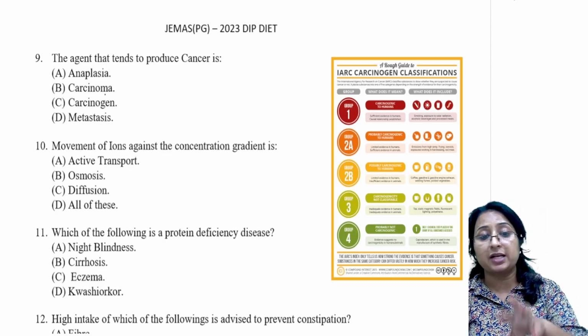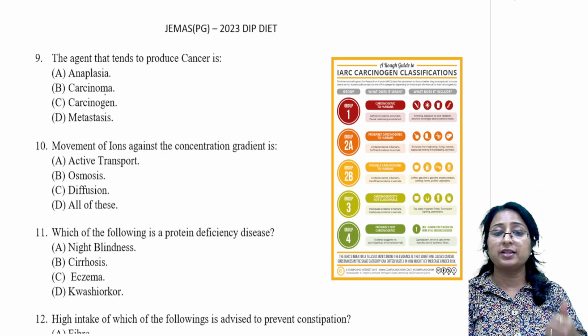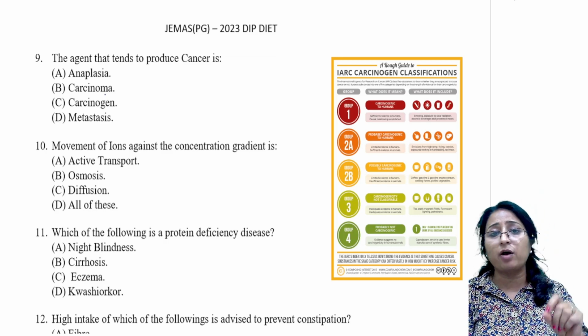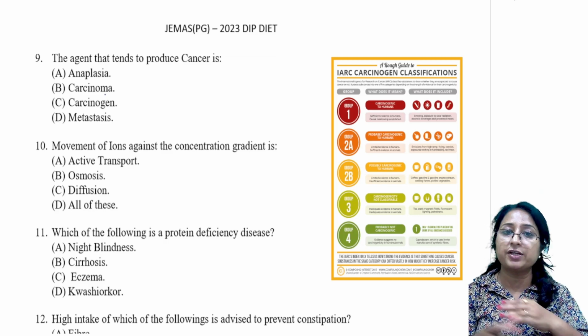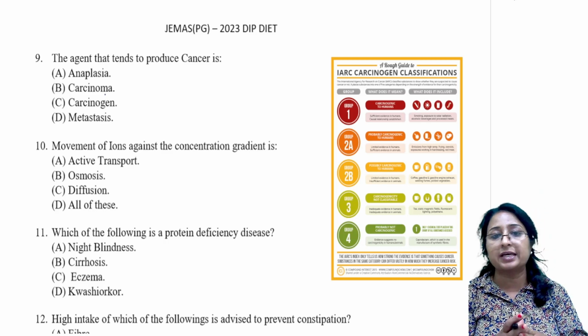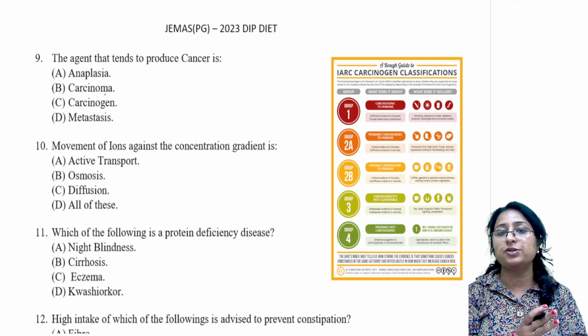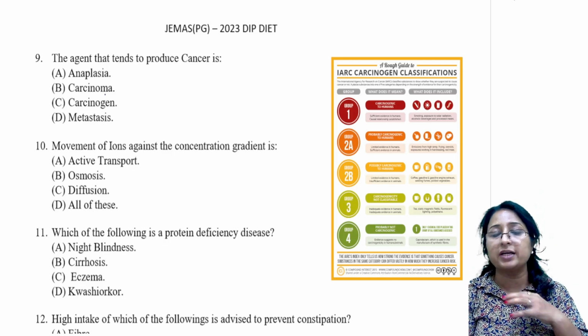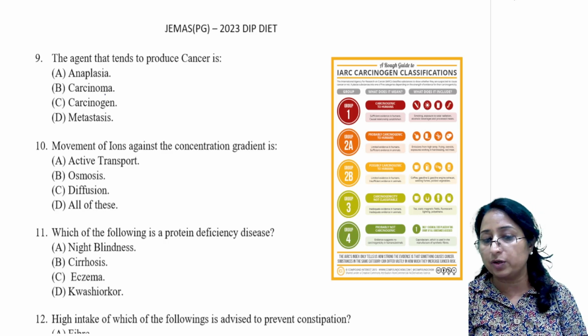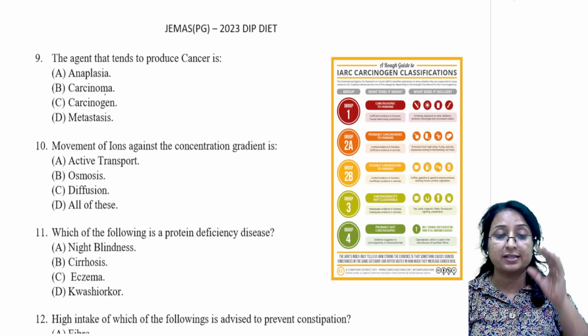Carcinogen classification I'm giving you, because a carcinogen is the most important agent which tends to produce cancer. So there are classifications on every side where you can see what sorts of agents are carcinogens, and what type of foods can create cancer in our body. Okay, so we have to avoid such things.